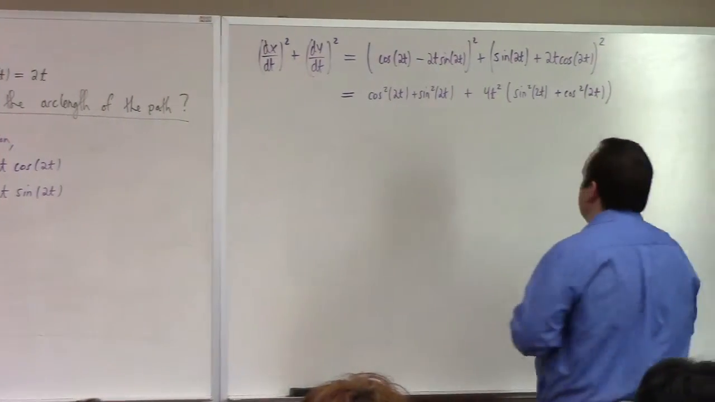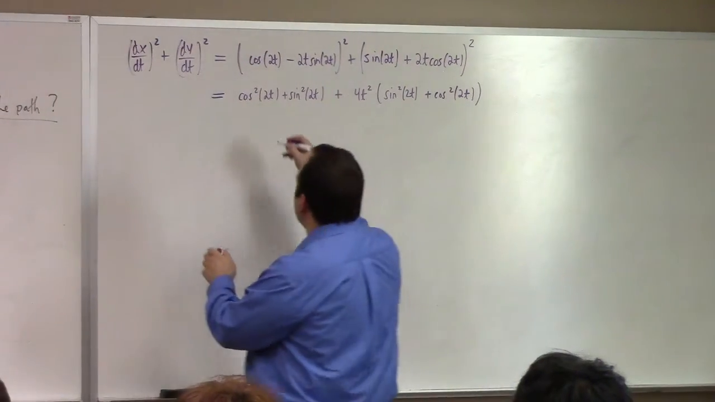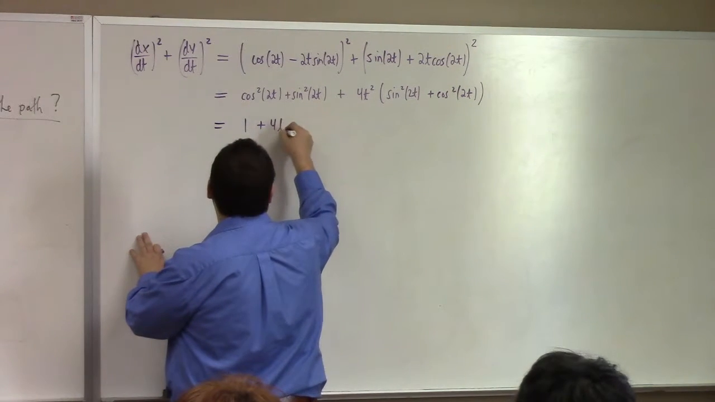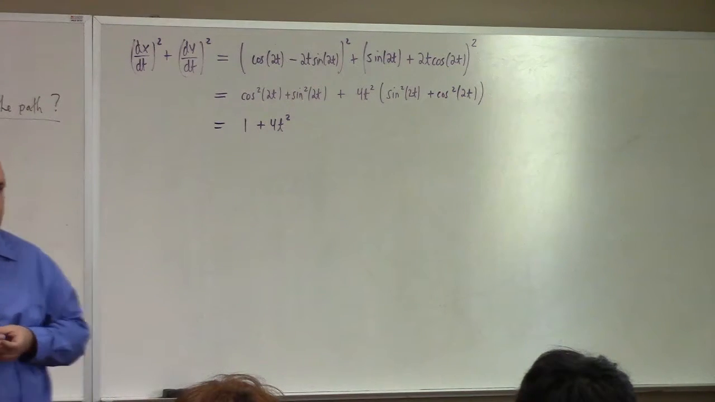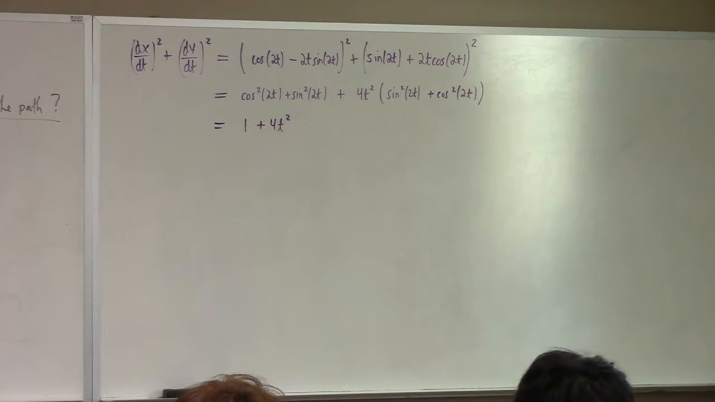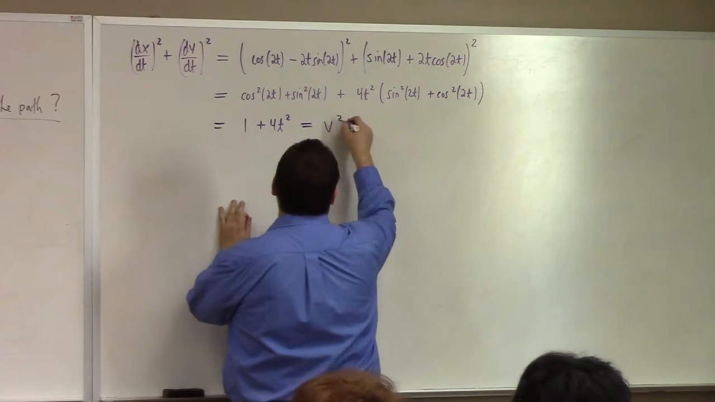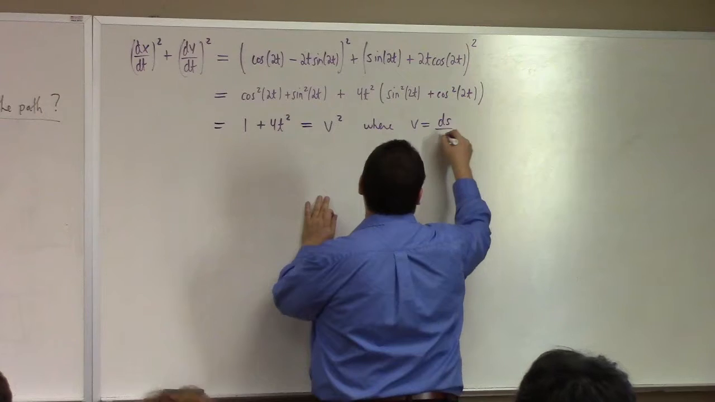So then what? Well, cosine squared plus sine squared is 1. So what do we got? We've got 1 plus 4t squared, right? Simplifying sine squared plus cosine squared to be 1. And what we're looking at right here is equal to v squared, where v is equal to ds/dt, right? It's the speed.